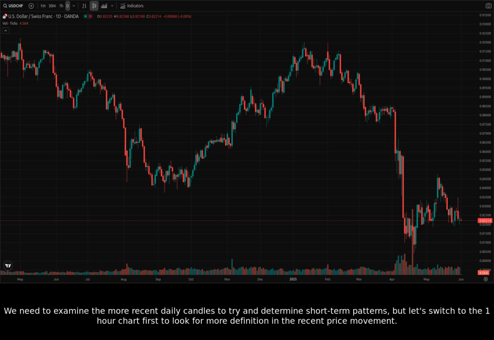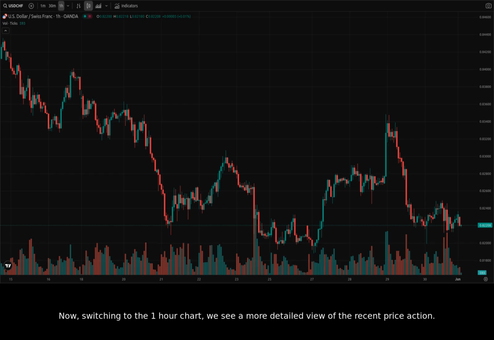We need to examine the more recent daily candles to try and determine short-term patterns, but let's switch to the one-hour chart first to look for more definition in the recent price movement. Now, switching to the one-hour chart, we see a more detailed view of the recent price action. Looking at the area near the end of May, just like the daily chart, we see the downtrend intensify. It looks like the price may be finding support around the 0.822 level here in the last day. Let's narrow it down and look at the 15-minute charts to see some of the recent patterns.